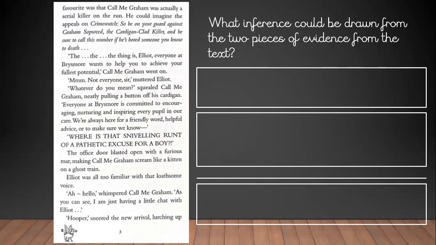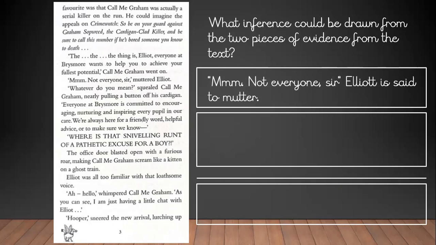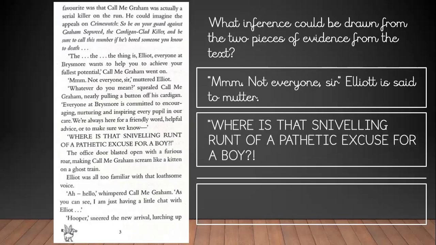Fantastic. So the two that I was thinking of are: "Not everyone, sir," Elliot is said to mutter. And: "Where is that snivelling runt of a pathetic excuse for a boy?" They're my two bits of evidence.